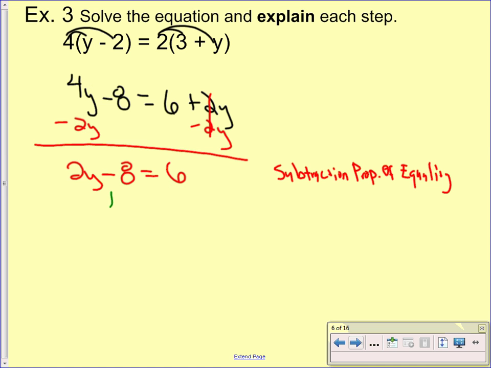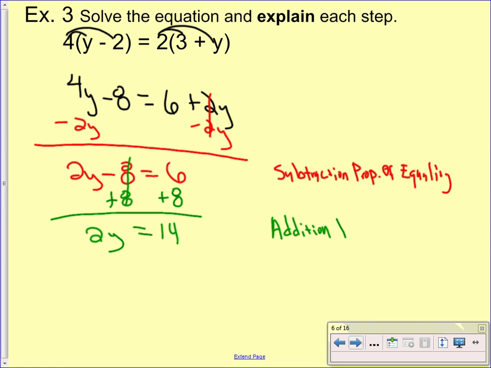The 8 should be moved over, so add 8 to both sides. So 2y equals 14. I'll justify that step with addition property of equality. And finally, isolate the variable by dividing by 2 on both sides. So y equals 7, and I justify y equaling 7 with division property of equality.